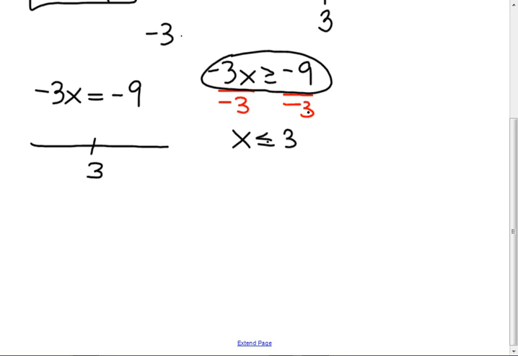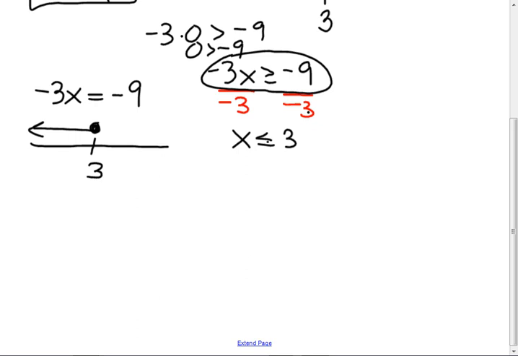Negative 3 times 0. I don't have to remember this thing about dividing by negatives. That's one more thing I have to remember. I got too much stuff to remember. This is easier. Is 0 bigger than negative 9? Yes. Okay, so it's this, guys, and 0 makes it true. Jack, I don't have to remember that.